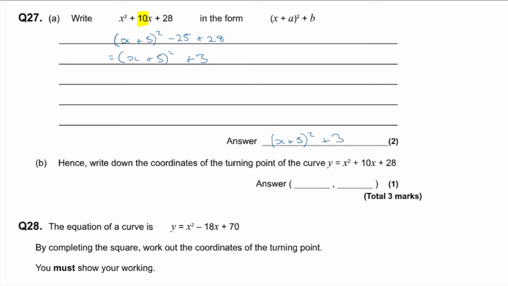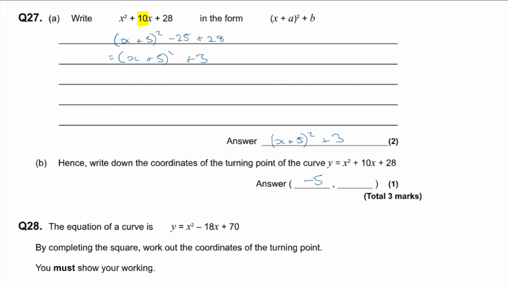Hence, write down the coordinates of the turning point of the curve x squared plus 10x plus 28. Right, now, these values are at their least when that bracket is 0. And the reason for that is if you square a number, it's always positive. Okay, so the smallest value a square can be is 0. And that value occurs when x is equal to minus 5 in this case, doesn't it? Because minus 5 plus 5 is 0. So minus 5 is the x coordinate.